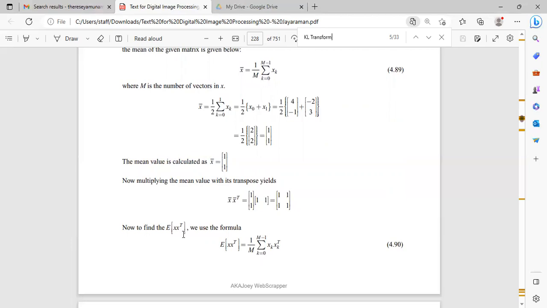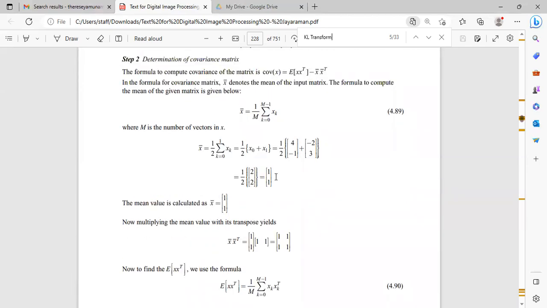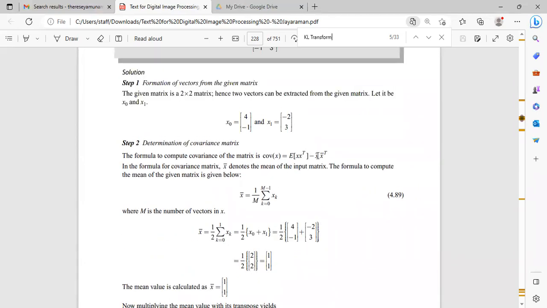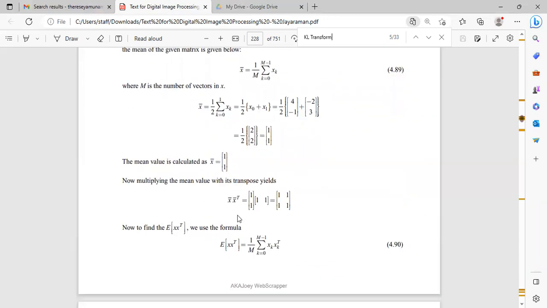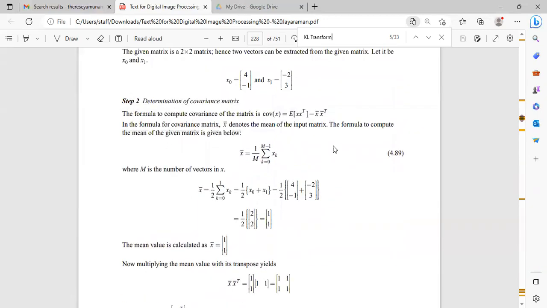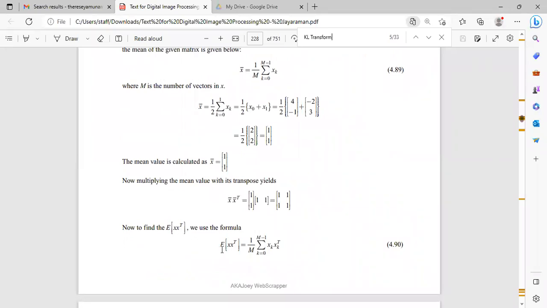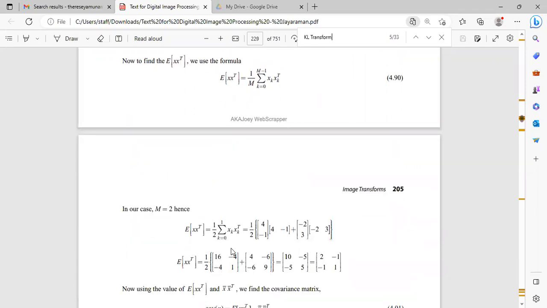Now proceed. You have found out the value for this part, X bar into X bar transpose. Now you have to proceed to find this part, X into X transpose. For X into X transpose, you can use this formula. You just have to substitute the values here.